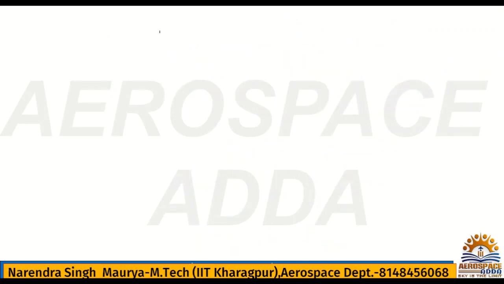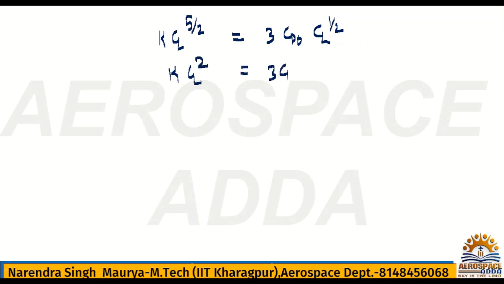What is the next? KCl 5 by 2 3 CD naught Cl 1 by 2, I think. Yes. So what you may get? Check. It is 5 minus 2, 5 by 2 Cl, take this denominator, so 1 by 2, 5 by 2 minus 1 by 2, 5 minus 1 4, 4 by 2 2, KCl square is equal to 3 CD naught. So what is the Cl? Cl is nothing but 3 CD naught by K.